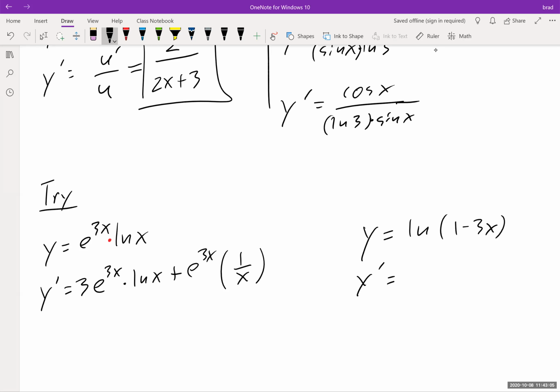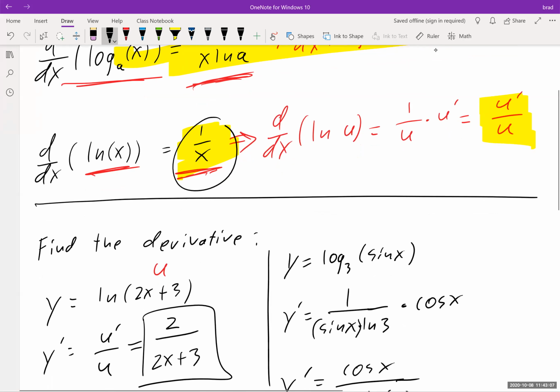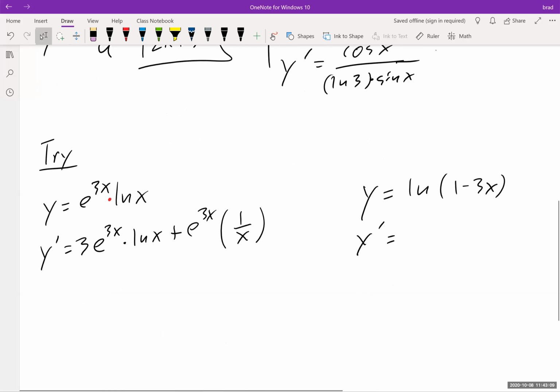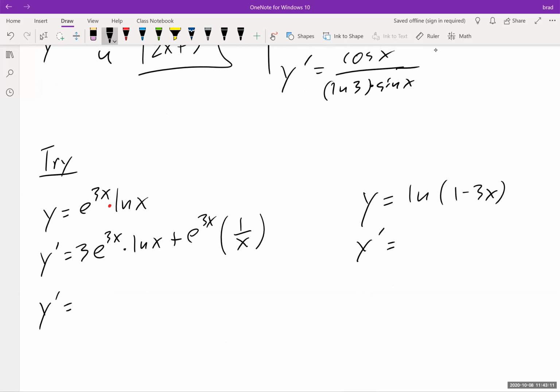It's 1 over x from our formula right here. Okay, so we have that. So now we have y prime equals, now if I want, I could factor out an e to the 3x, and that would leave me with 3 ln of x plus 1 over x, okay? And I think that's the best we can do.